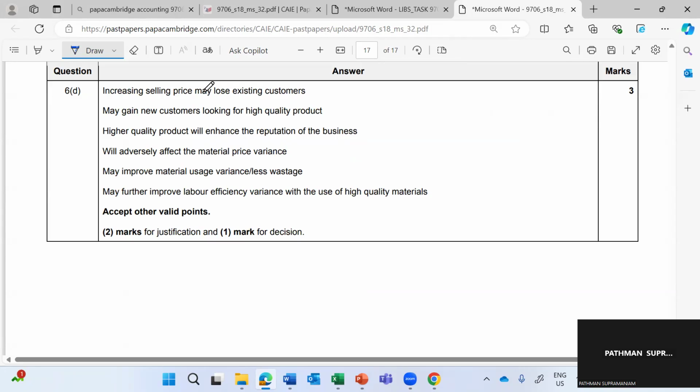So you can talk about increasing selling price. You may lose existing customers. But at the same time, when you increase selling price, that means your product comes with higher quality goods. So you may gain new customers who don't mind paying a higher price for higher quality products. So these are all your possible answers. And then don't forget 1 mark for decision.